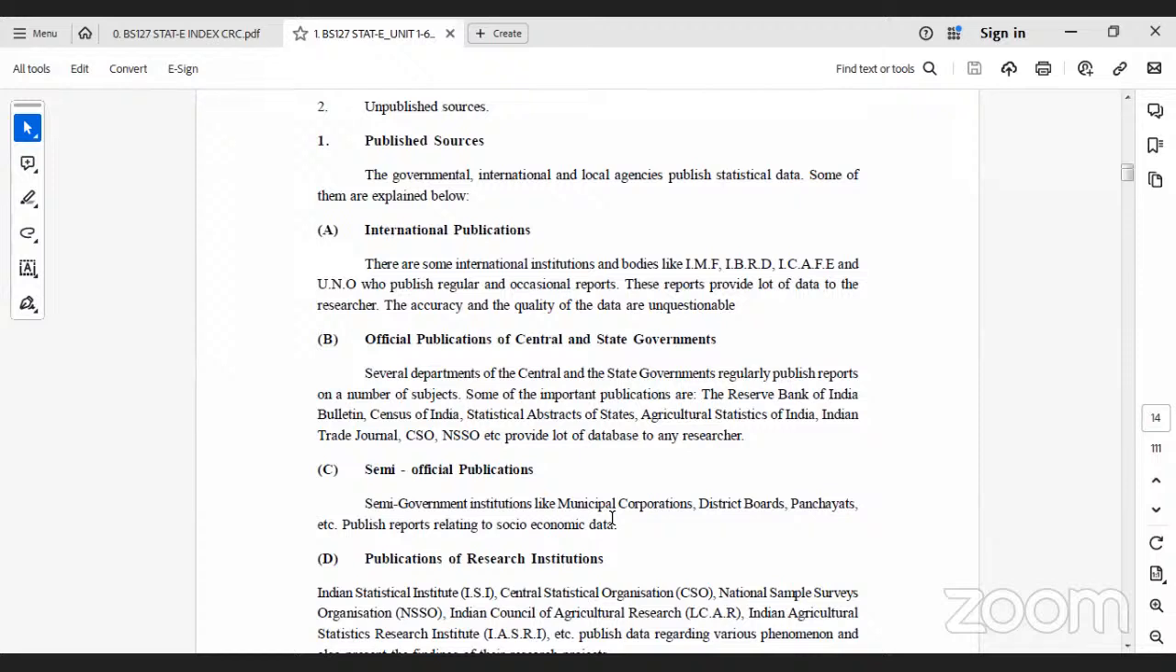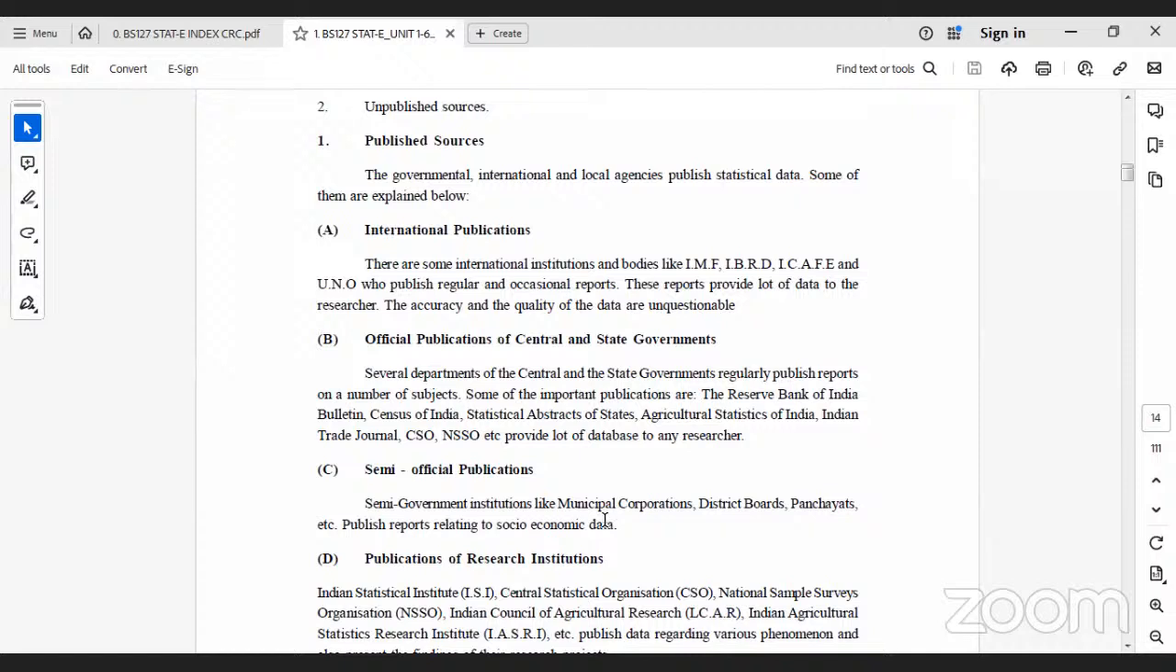Official publications of central and state governments. Several departments of the central and state governments regularly publish reports on a number of subjects. Some of the important publications: the Reserve Bank of India Bulletin, Census of India, Statistical Abstract of the States, Agricultural Statistics, Indian Trade Journal, CSO, SSO and NSSO provide a lot of database for any research. Official publications of central and state governments can be taken as secondary data, because the data held by the central government, originally collected as primary data, can be treated as secondary data by us.